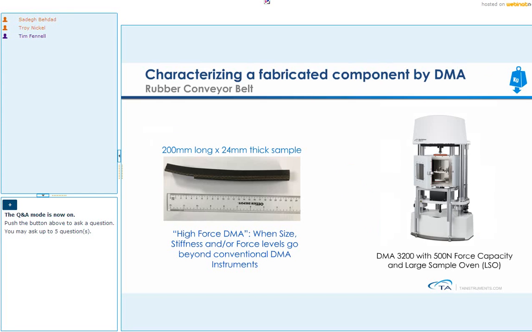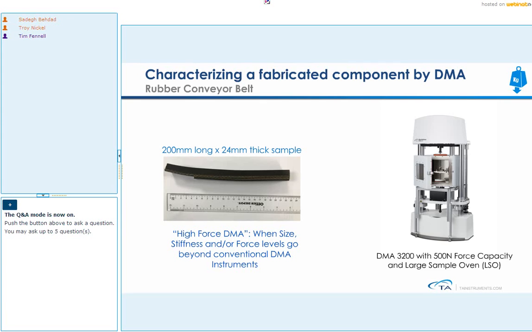First example that we are going to discuss today is a rubber conveyor belt. So this test was done on a DMA 3200, which has 500 Newton force capacity with a large sample of it. I think this is a very good example to show you why you would need a high force DMA. This was a layered rubber composite. You can see the woven parts near the bottom of the sample. The sample was rather big, so 200 millimeters long and 24 millimeters thick and 25 millimeters wide.